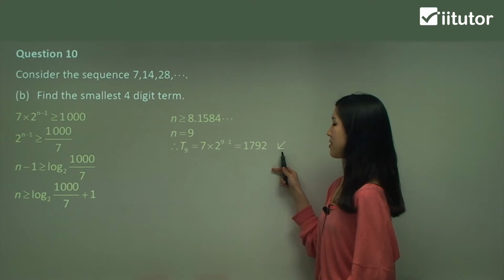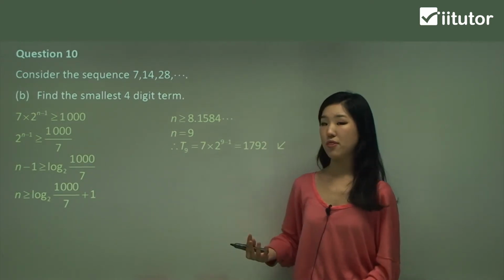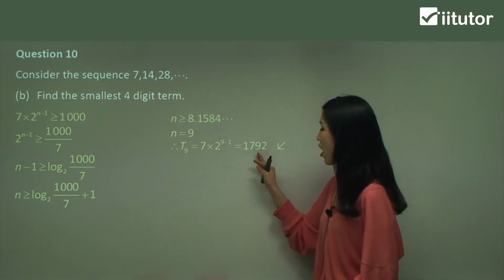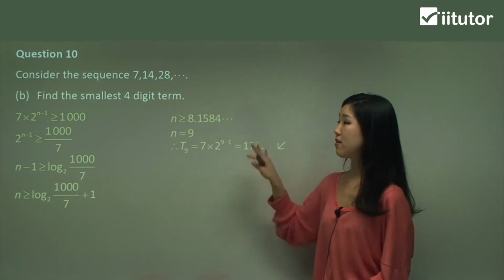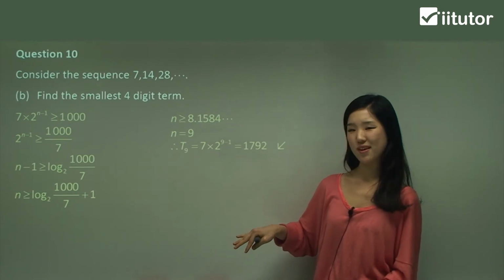So basically this means that this is the first number after 1,000. Okay? So the term before this would probably be less than 1,000 since this is the smallest 4-digit term. Okay, so I hope you're understanding what I'm saying.